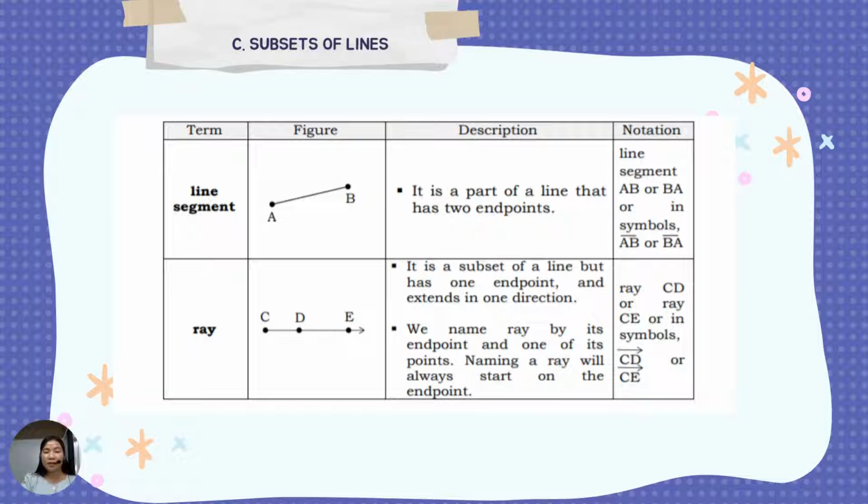We name a ray by its endpoint and one of its points. Naming a ray will always start on the endpoint. So in this case, we'll start at endpoint C. We call that a notation, ray CD or ray CE. We can say ray CD, ray CE, or in symbols, an arrow over CD or CE. That is the subsets of a line.